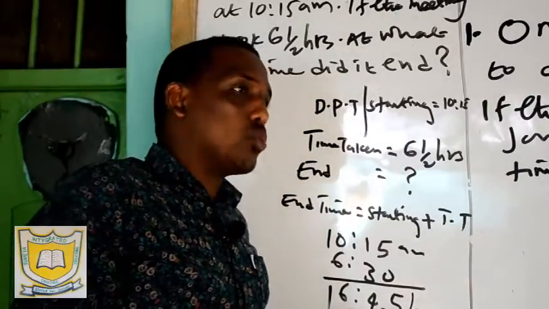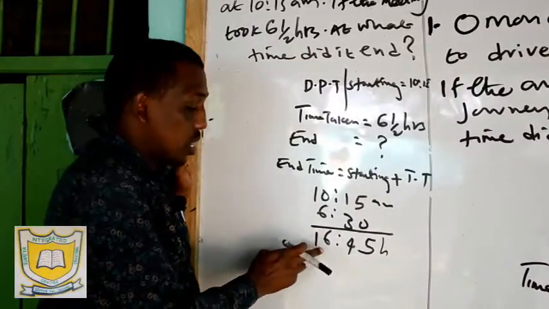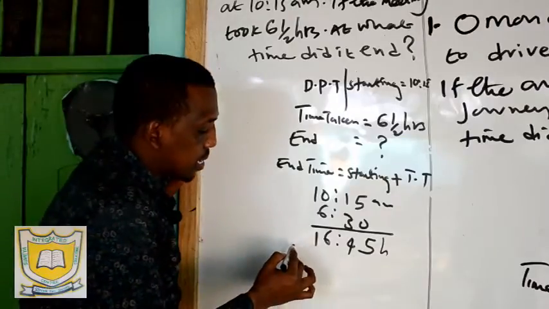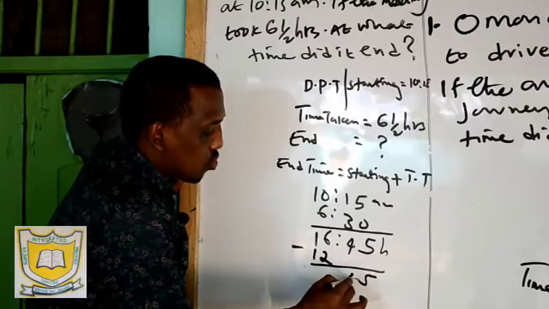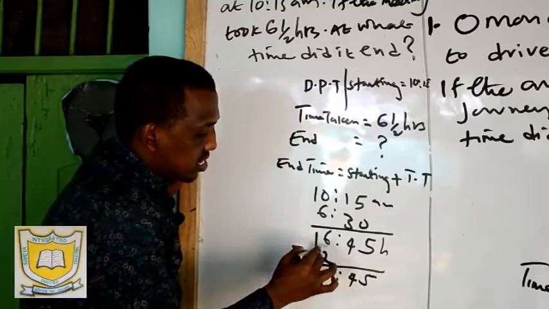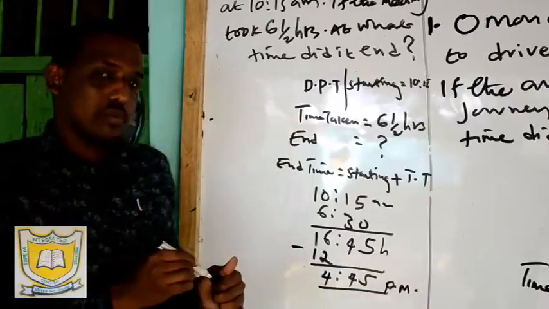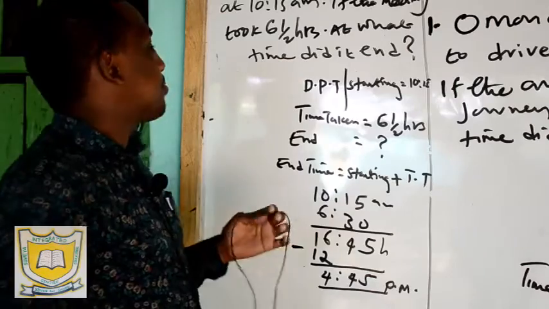We want to change it into PM now. So what do we do? To change to PM, we subtract 12 hours. 16 minus 12 is 4, so it is 4:45 p.m. That is how we get the time the meeting has ended.